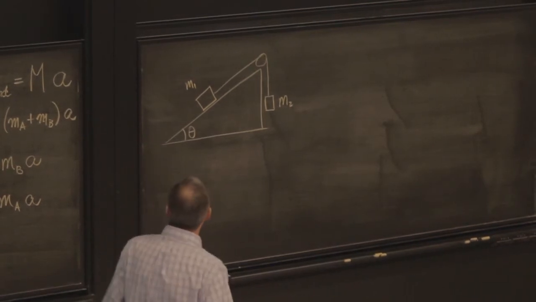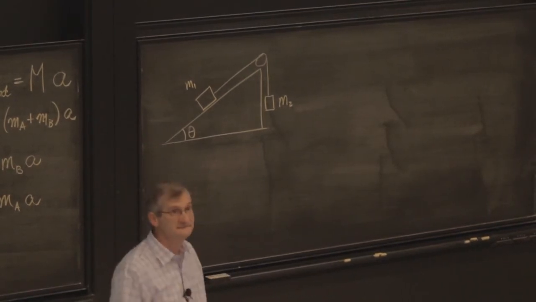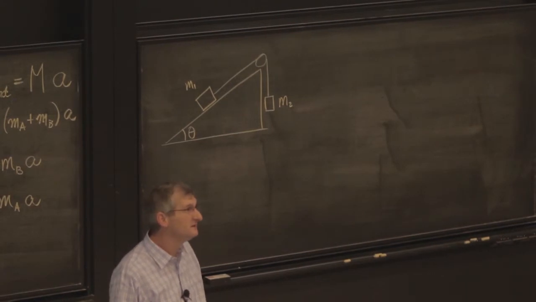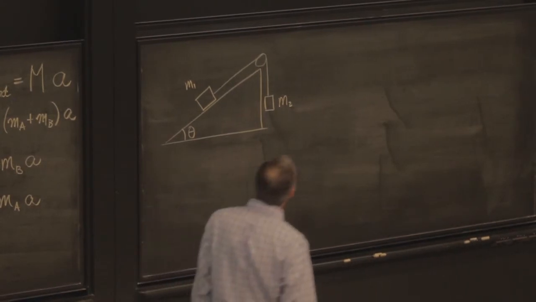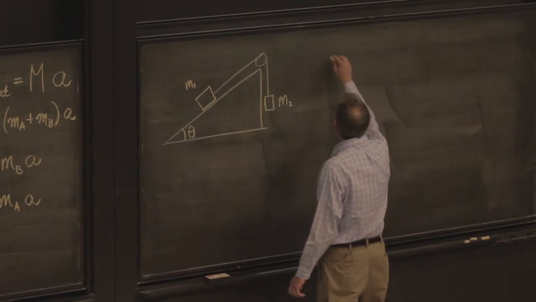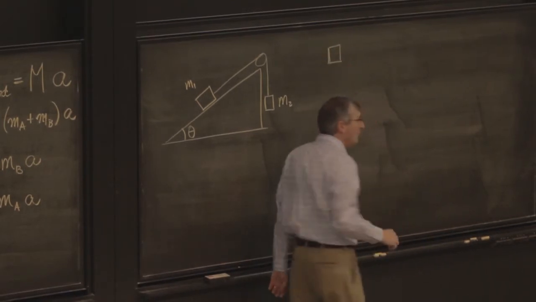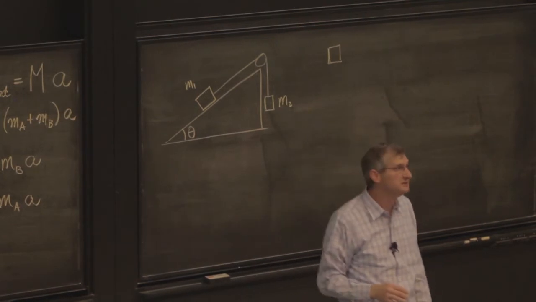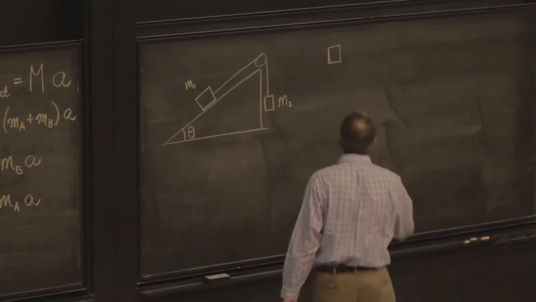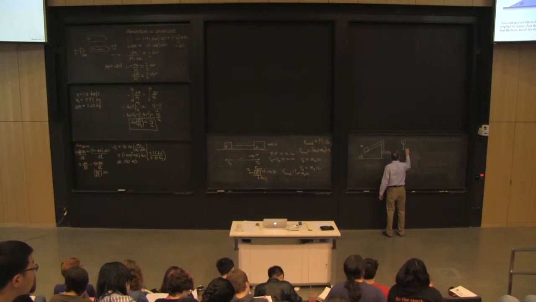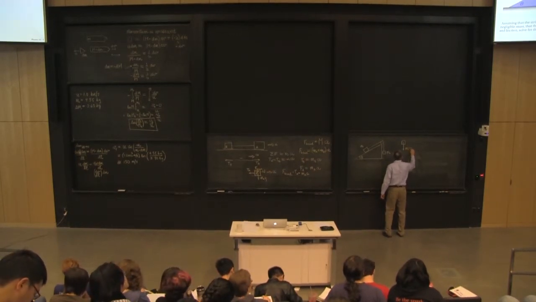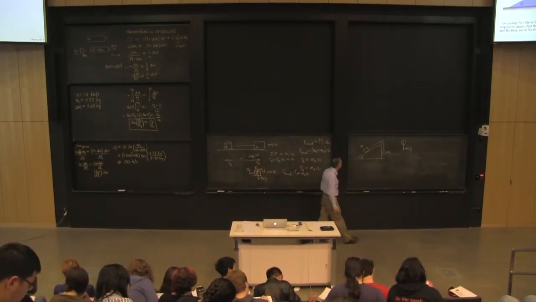Okay? So, what would you like to isolate here? M1. You want to do M2 first? Fine, we'll do M2 first. It looks easier to me. So I isolate M2. Here it is. What are the forces on M2? Gravity. Always remember to put gravity in if gravity is there.